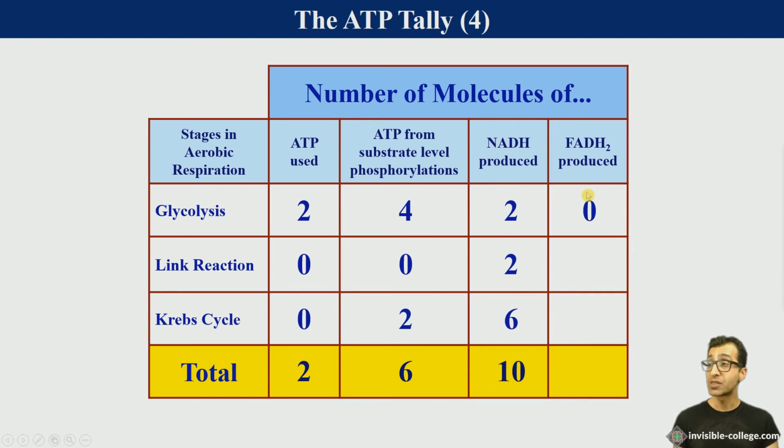Now in terms of FADH2, FADH2 is only produced by Krebs cycle, and you produce 1 molecule of FADH2 per turn of Krebs cycle. So since we get 2 turns of Krebs cycle, we've produced a total of 2 molecules of FADH2 per molecule of glucose. So in terms of the total ATP tally then, here we have 10 times 3, because each molecule of NADH under aerobic conditions, when it enters the electron transport chain, will produce 3 molecules of ATP.